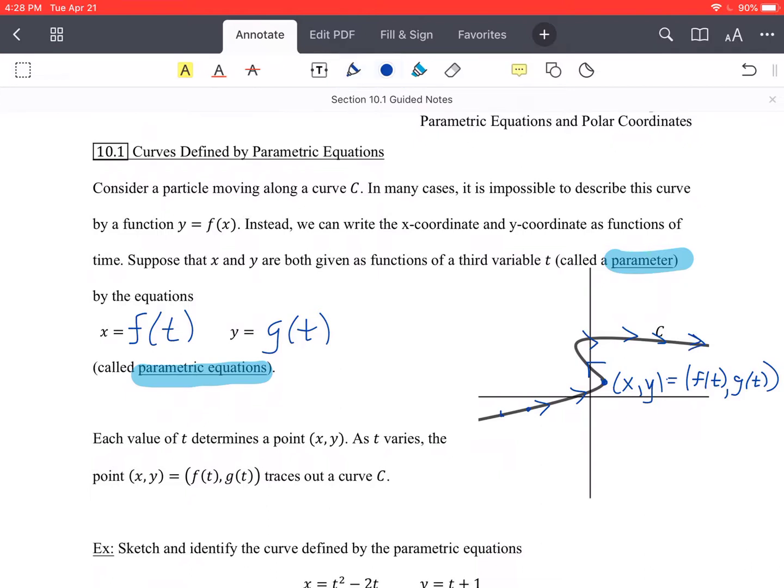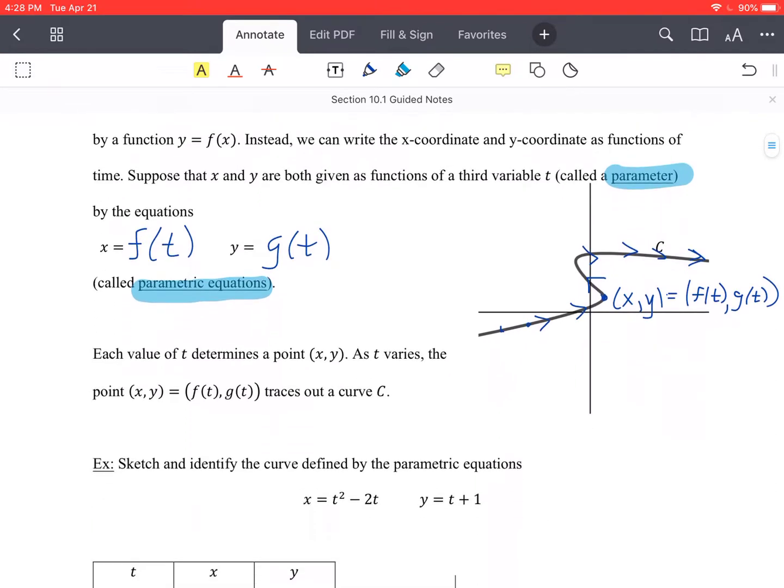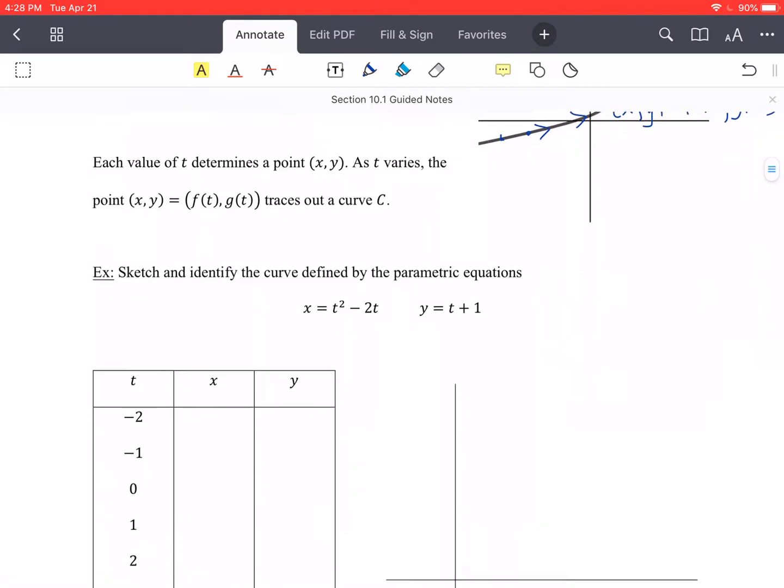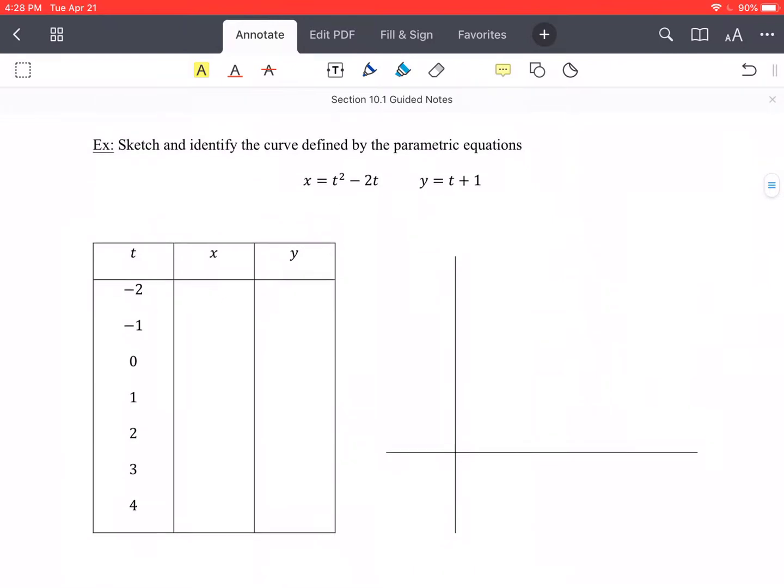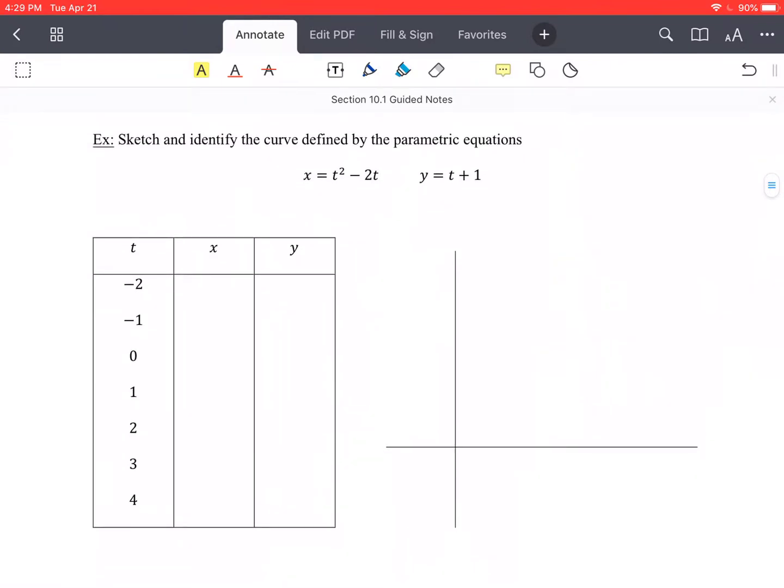Okay. So parametric equations allow us to draw a lot of different types of curves. We have x and y in terms of a third variable, often called t. And this also represents motion along a curve. Okay, so let's look at an example. Sketch and identify the curve defined by these parametric equations. We have x equals t squared minus 2t and y equals t plus 1.